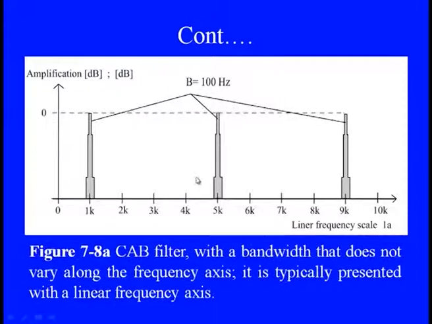So if I am going from 1K to 5K, I can simply say that the bandwidth is 100 hertz, or even when I am going from 5K to 9K, again I can say that it is a constant bandwidth. So here the bandwidth is not varying with the frequency axis, and it is typically presented with the linear frequency axis.